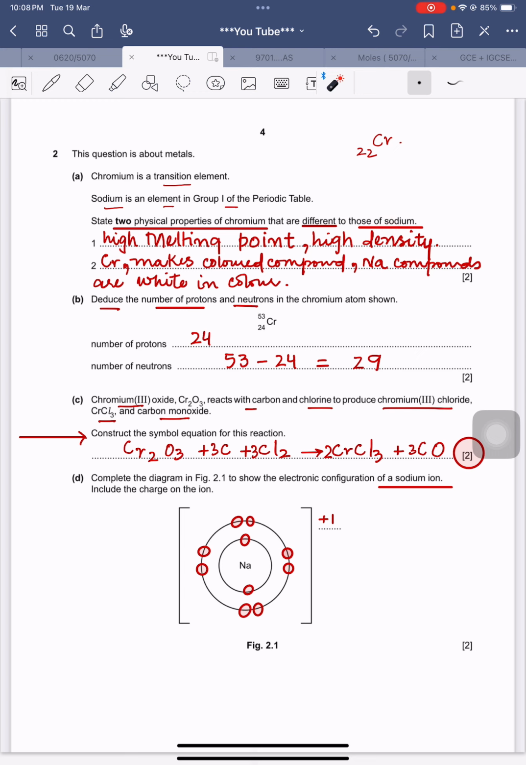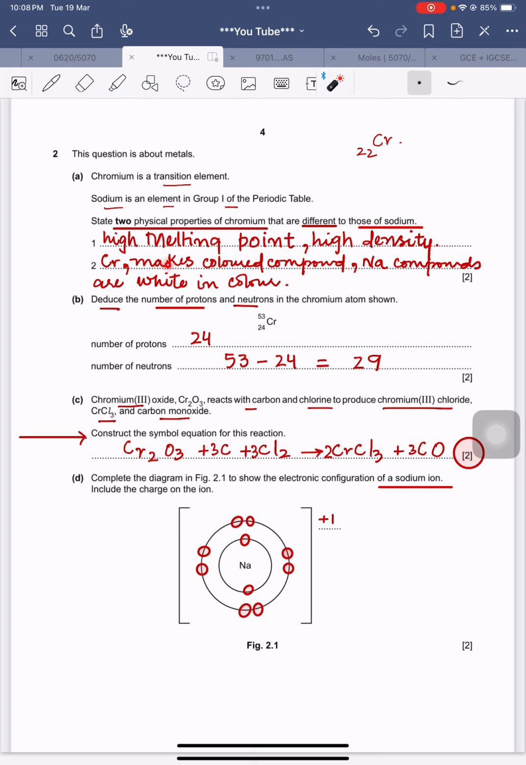Guys, I have taught you what are the typical properties of the transitional block elements. They are entirely different from the rest of the elements of the periodic table. So transitional block elements have high melting point, high boiling point, high density. They can make colored compounds. They can show variable oxidation state. They act as a catalyst in different types of chemical reactions. So here they are asking about the physical properties. What we can write: high melting point, high density. High melting point, not high boiling point.